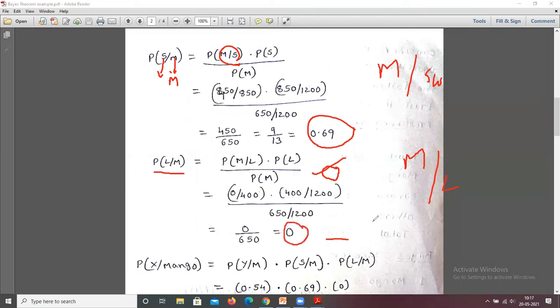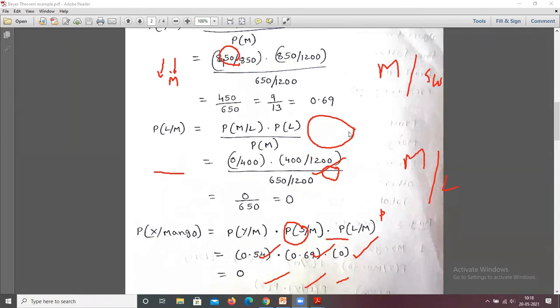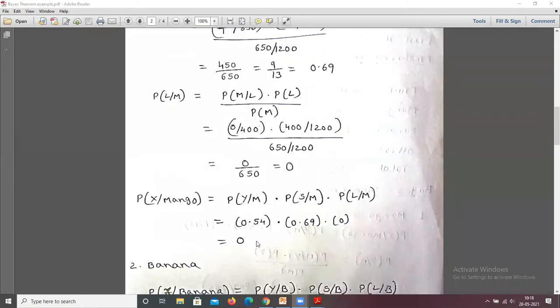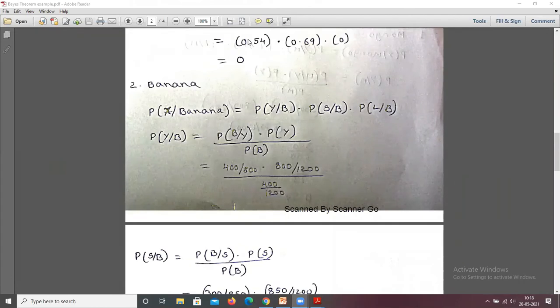So here we solved P of Y by M, P of S by M, P of L by M. Now you multiply all these values, then we got 0 as an answer. So this is the probability of mango, 0. Next, same procedure we are going to apply on banana.